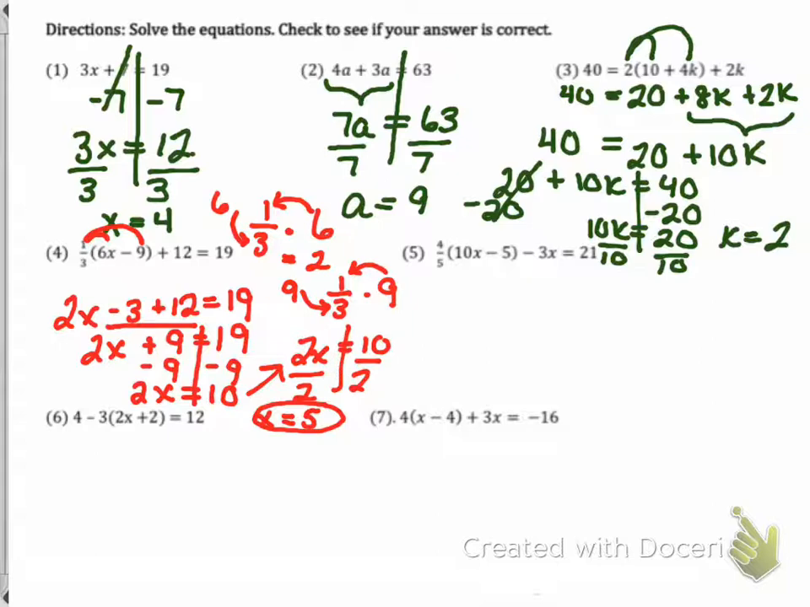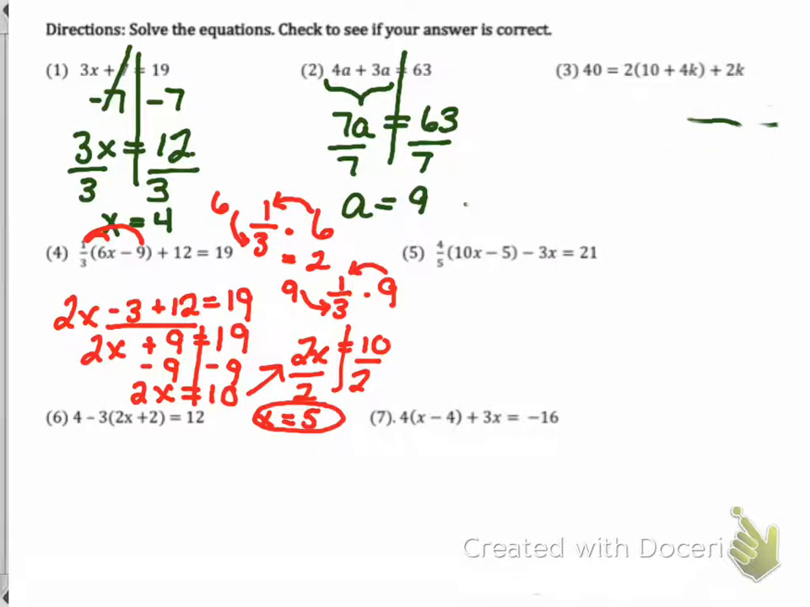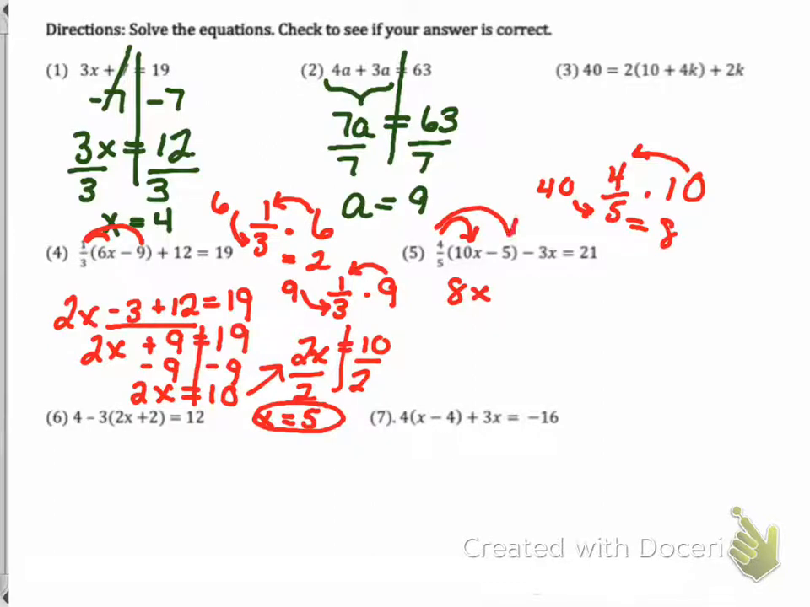I'm going to erase my answers for 3, just so I have some space here. It's a lot going on, so hopefully you have that written down. So in number 5, I'll distribute the 4/5. Again, in my head, here's what I'm doing. I've got 4/5 times 10. So I'm doing 10 times 4, which is 40. 40 divided by 5 is 8. So I have 8x.